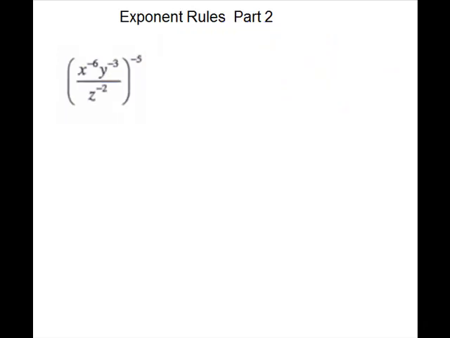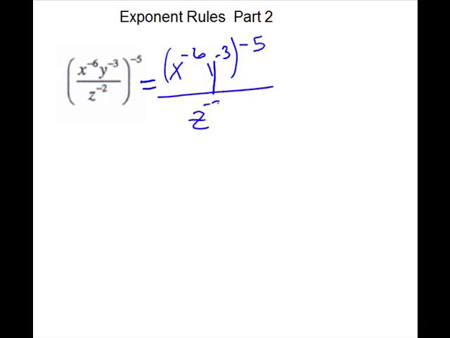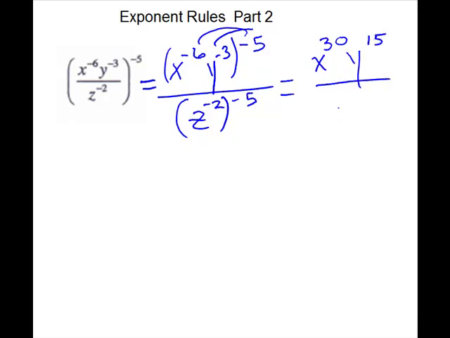This problem also has 2 different routes you can go. You could clean up inside first and then apply the outside exponent. Because everything inside has a negative exponent and outside is a negative exponent, we'll go ahead with the power rule. So x to the negative 6, y to the negative 3, that's all to the negative 5th. And we have z to the negative 2 to the negative 5th. And these will be power to a power, so we'll keep the base and multiply, which will give us x to the positive 30, y to the positive 15, and z to the positive 10.